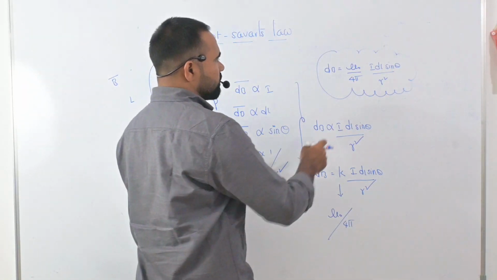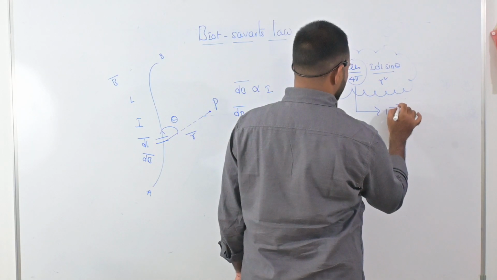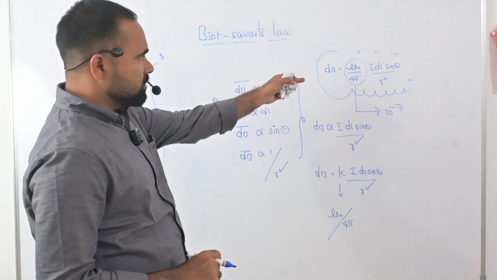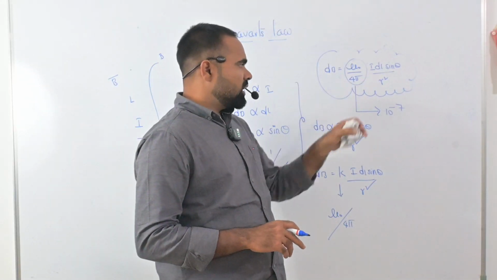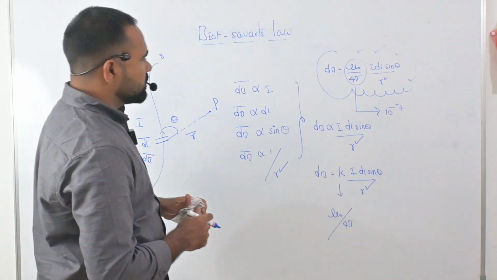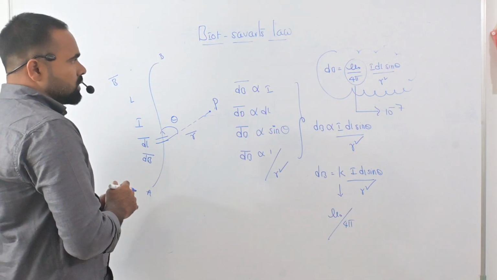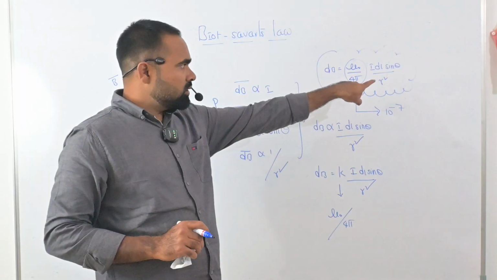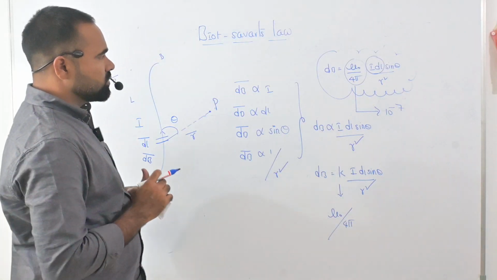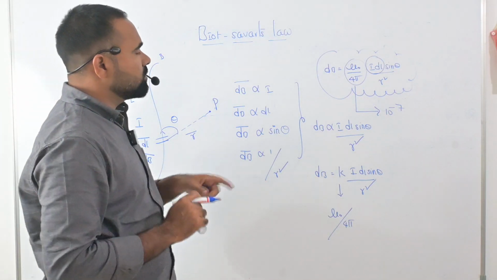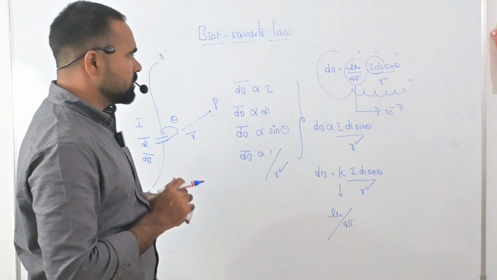Here we have mu naught by 4 pi, whose value practically is 10 to the power of minus 7, with unit Tesla meter per ampere. So this is the value of mu naught by 4 pi, right? Here I into dl is only for the current element. Current element means this element will carry the current, so it is called the current element. Then dB is equal to mu naught by 4 pi I into dl into sine theta by r square. This is the value, right?